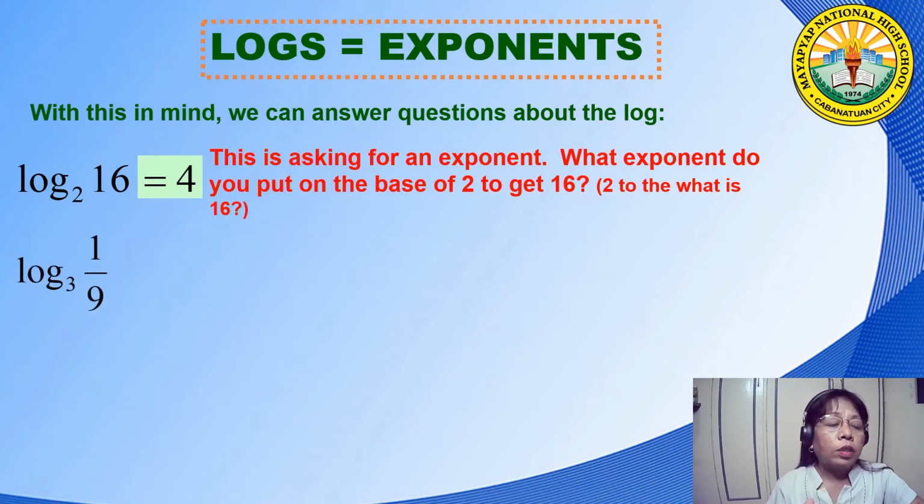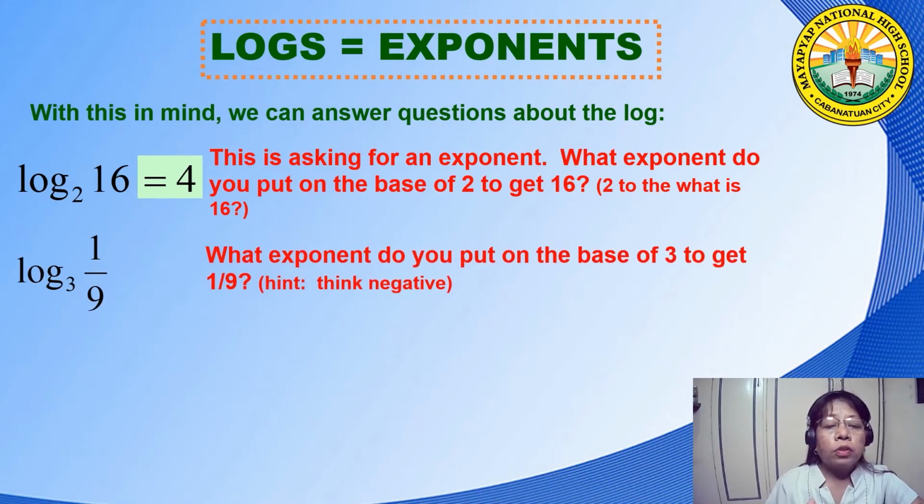Another, logarithm of 1 over 9 to the base 3. What exponent do you put on the base of 3 to get 1 over 9? Think a negative number. So that is negative 2.